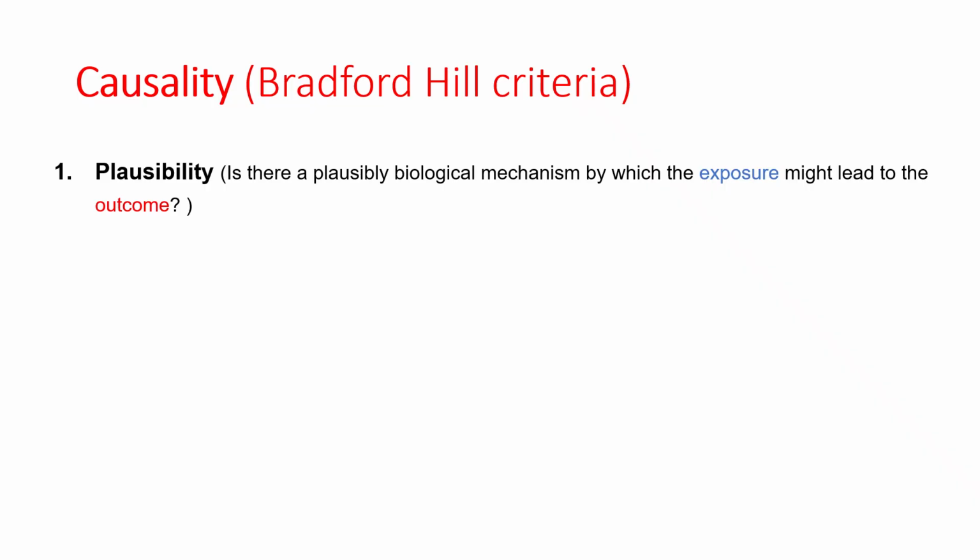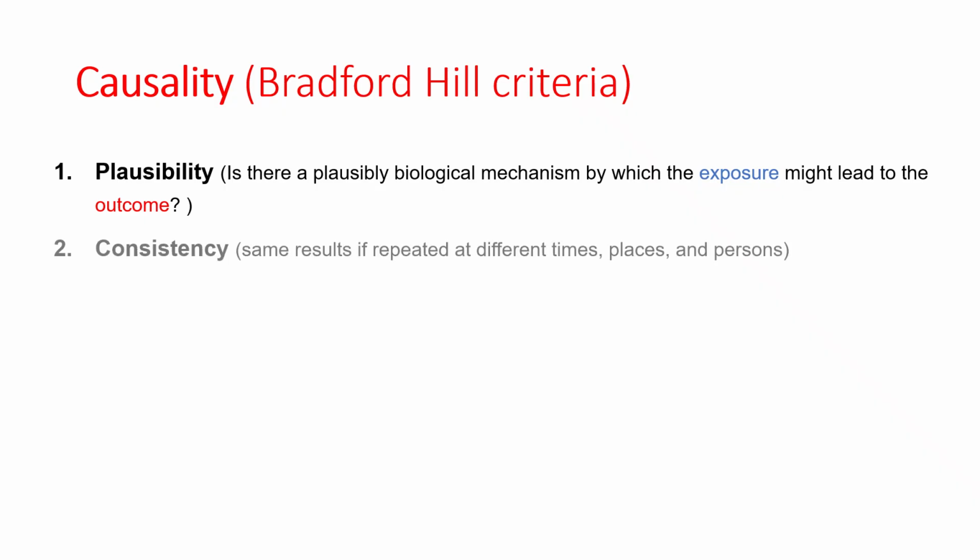Plausibility, is there a biological reason the exposure leads to the outcome? For example, higher BMI can increase blood pressure because of cholesterol buildup. Consistency, do multiple studies in different places and different populations show the same results? Temporality, the exposure has to come before the outcome. For example, higher BMI should come before high blood pressure or hypertension.